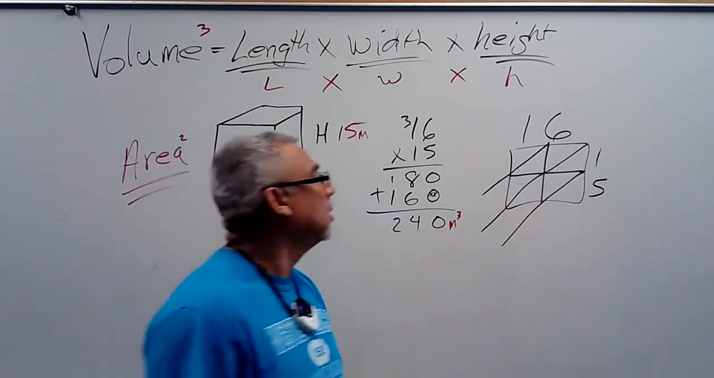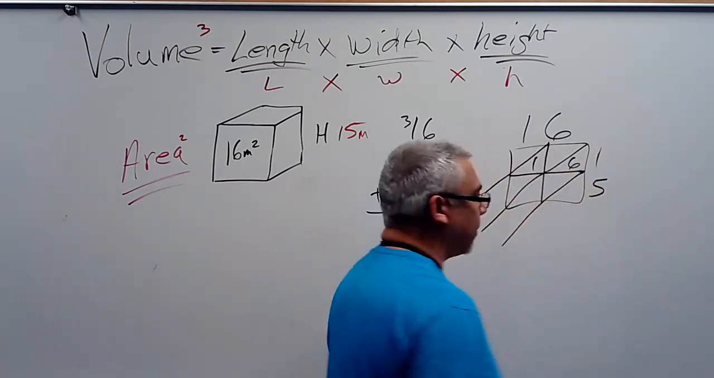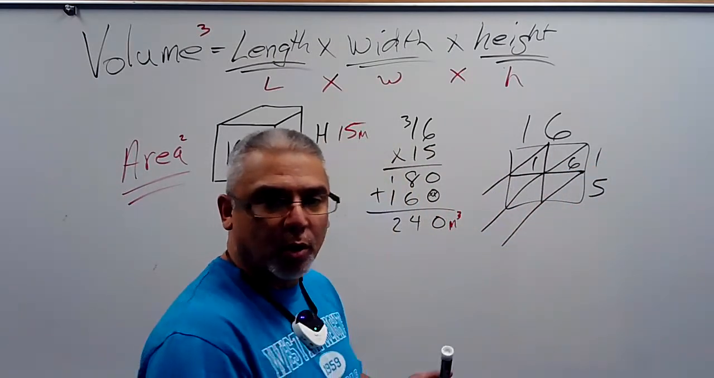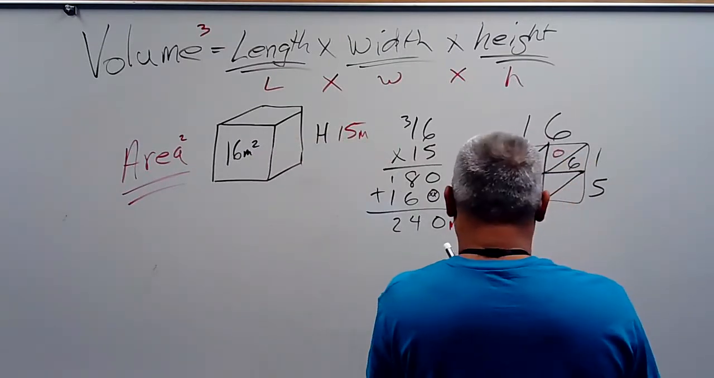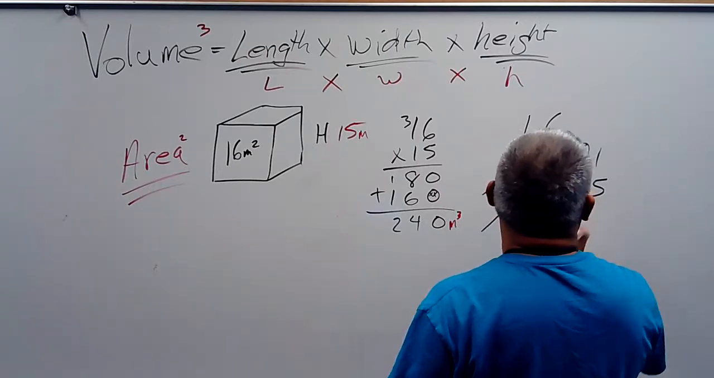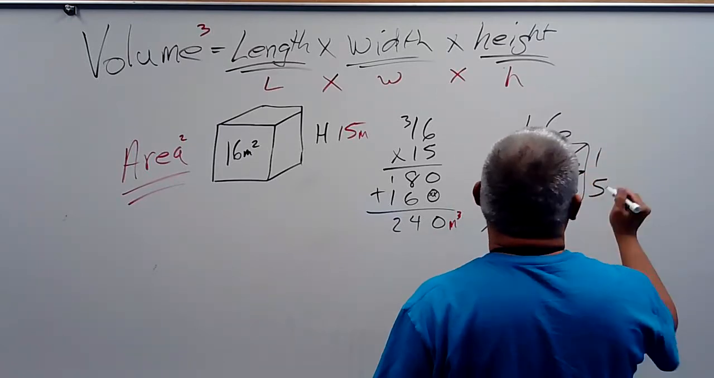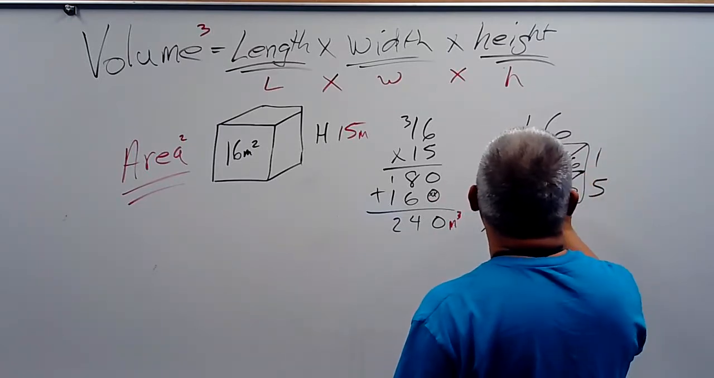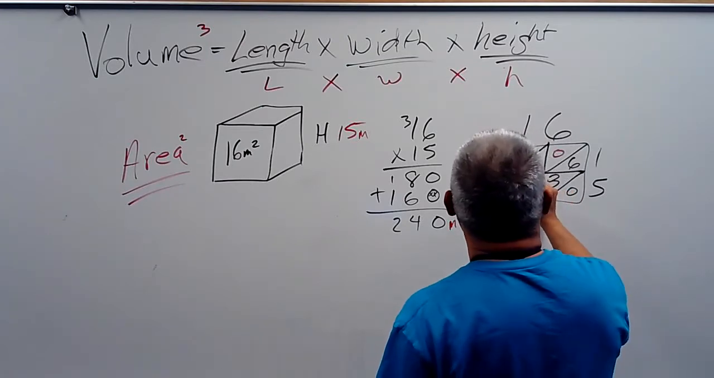There it is. 1 times anything is that anything. So I'm going to write 16 right there. And if I write 16 right there, that means who's on top? 0. All right, 5 times 6 is 30. Ooh, look, 3. All right, 5 times 1 is 5. And I'll put a 0 in red where you can see it clear as day.